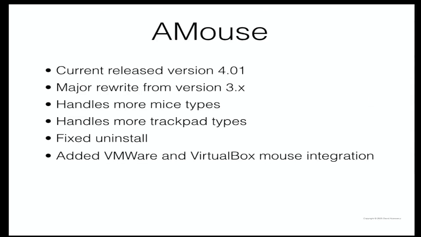AMouse got totally rewritten. I don't know if that's out there yet. Is that in 5.1? 401 is, yeah. 401 is, okay. 402 is coming. It's a major rewrite from version 3. Version 3 was 100% assembler. Version 4 is almost all C code.